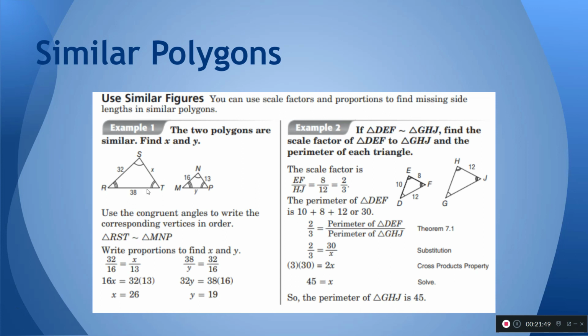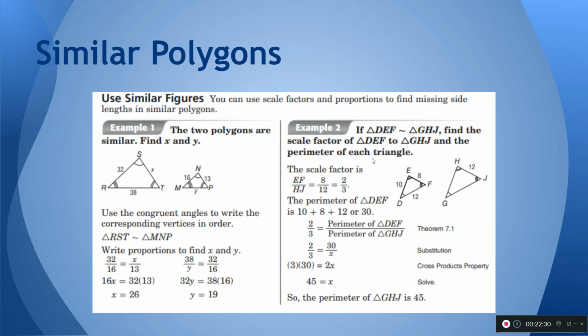And that equals, we're looking for x over 13. So then we cross multiply, 32 times 13, x times 16, we get 16x equals 32 times 13. We then multiply that out and divide both sides by 16 to get x equals 26. We do the same thing for y over here, getting our proportions set up, cross multiplying, and figuring out that y equals 19. So that's how we can use cross multiplication to figure out the length of the sides that are missing, each variable there.